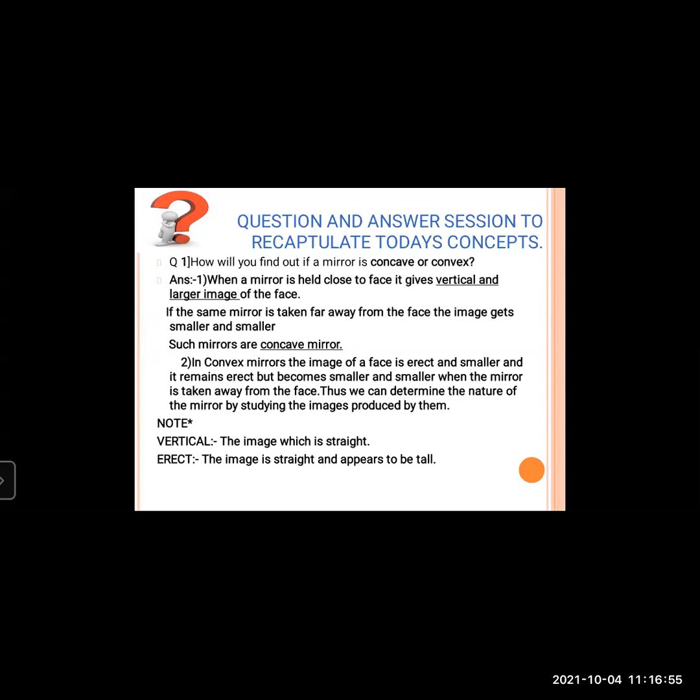So what is vertical? The image which is straight is called vertical. What is the meaning of erect? The image is straight and appears to be tall, slightly greater than its height. Those images are called erect.